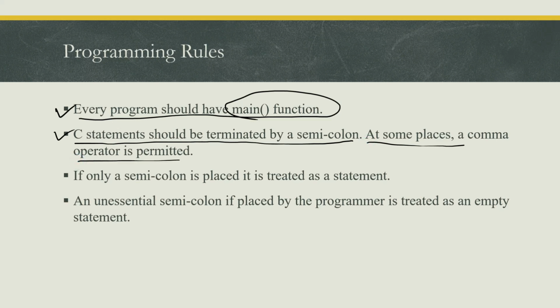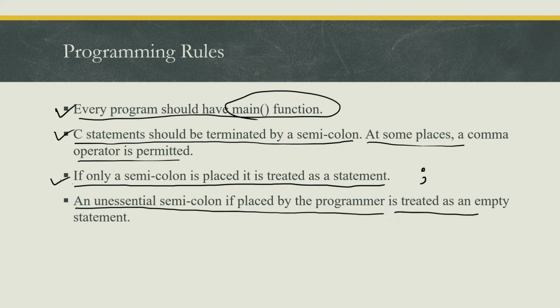For example, if you want to declare more than one variable, then you can use the comma operator, but each and every statement must be terminated by a semicolon, except there are some exceptions. I will discuss them in a later part of the course. Third, if only a semicolon is placed, it is treated as a statement, but it is treated as an empty statement, right? An unnecessary semicolon placed by the programmer is treated as an empty statement.